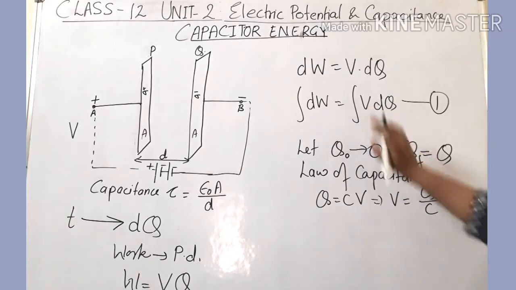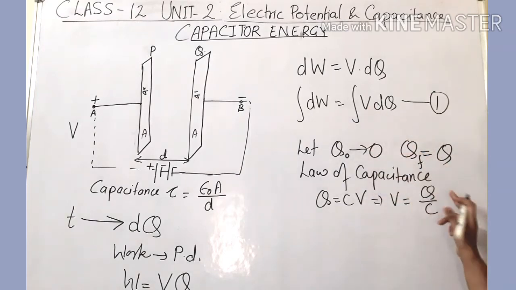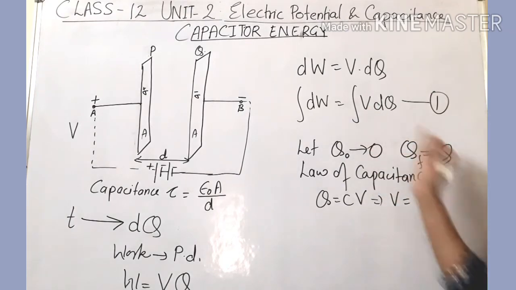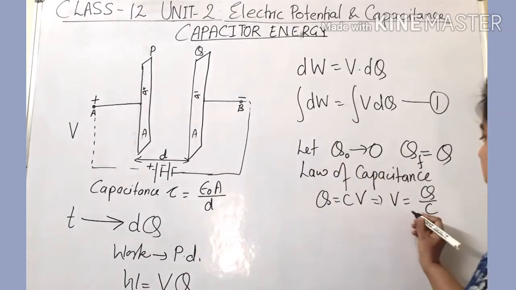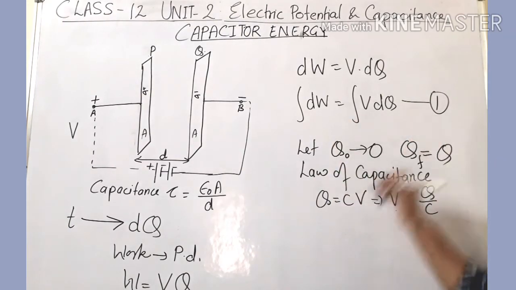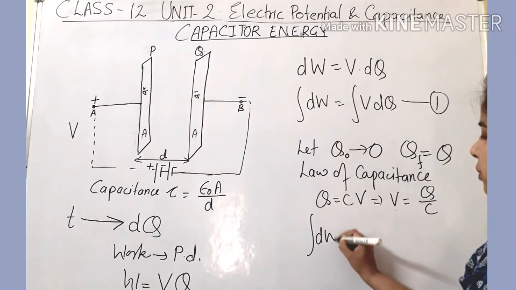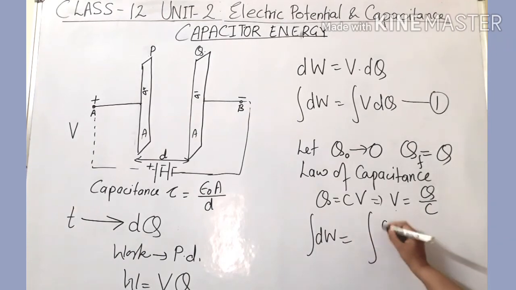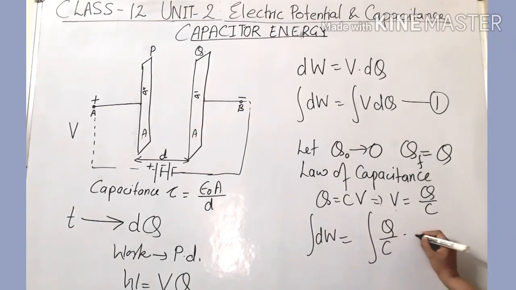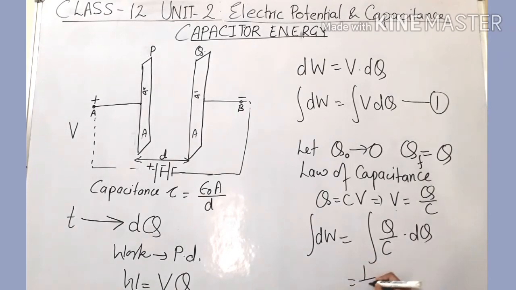We have to put this term in this equation because the V term is not alone; it carries the Q term too. Now put the value of V in equation 1. So the integration of dW is equal to the integration of Q divided by C into dQ. Now take out the constant term, because C is the capacitance, a characteristic property of the capacitor, so it should be constant.